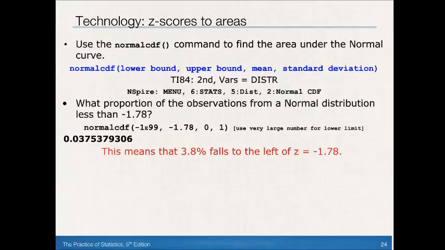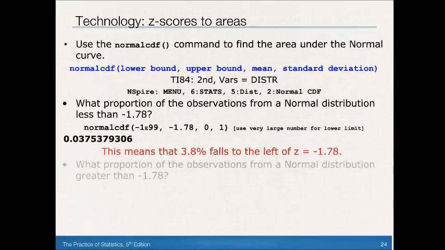This means that 3.8%, remember to move the decimal over twice, about 3.8% falls to the left of a z-score of negative 1.78. Let's try another one.